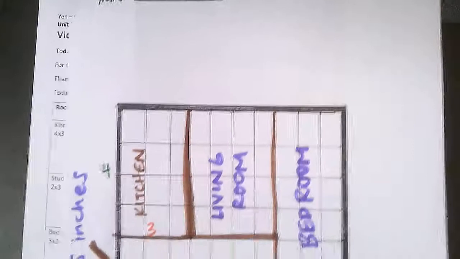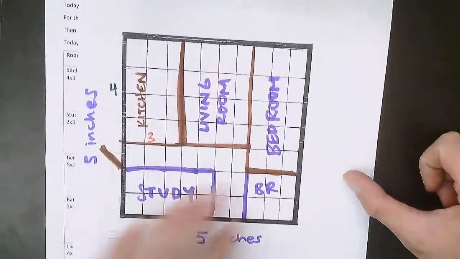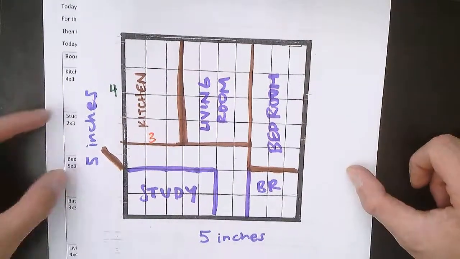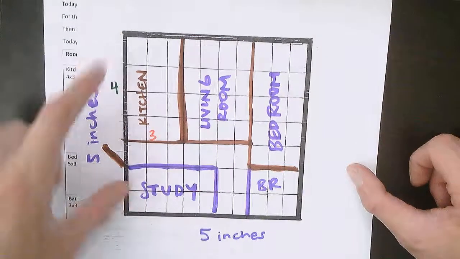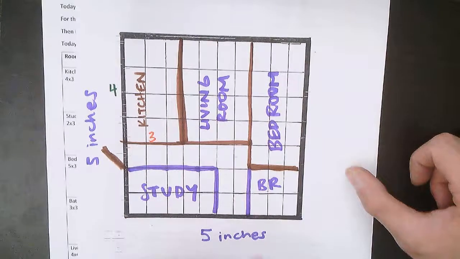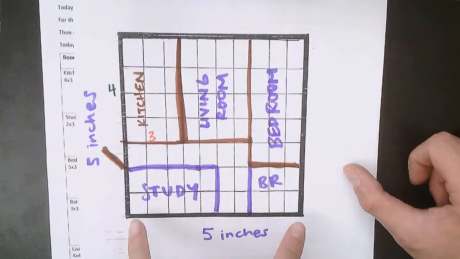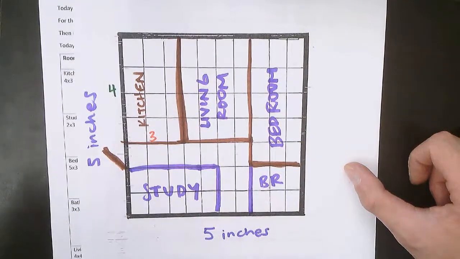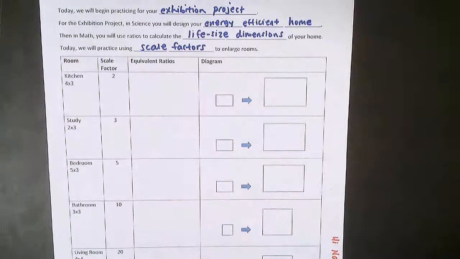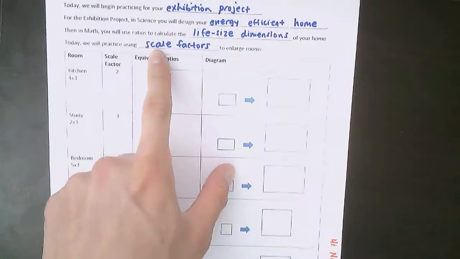Here's an example of, in science, what you're working on, and you are designing the floor plan, you're putting your rooms in your home. And on your piece of paper, this is 5 inches, and this right here is 5 inches. But a real home that a human would live in cannot be 5 inches by 5 inches. It's going to be much, much larger than that. So we're going to have to enlarge. Enlarge means to make bigger. We're going to have to enlarge our floor plans, and we can do that using scale factors.